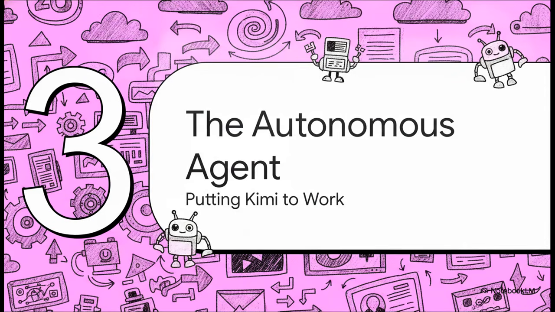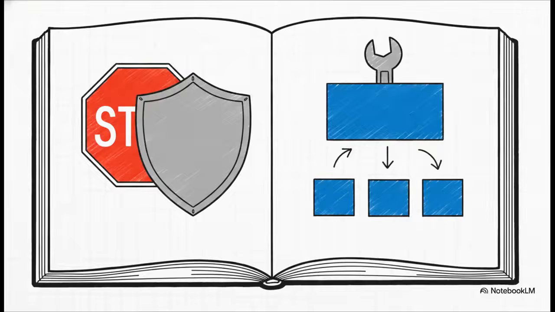Let's step it up a notch. Section 3, Mastering the autonomous agent. Time to really put Kimi to work. So here is your playbook for agent success. First off, be sure to set clear constraints right up front. But here's the absolute biggest pro tip I can give you.